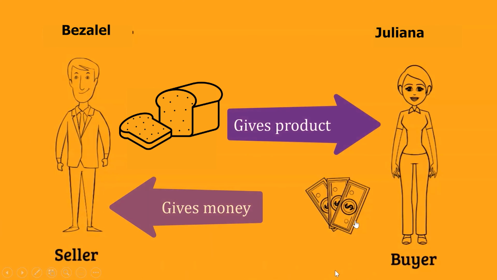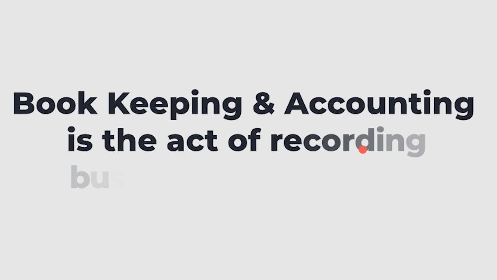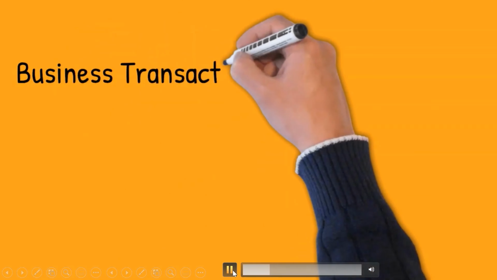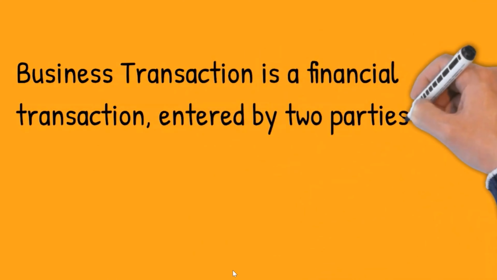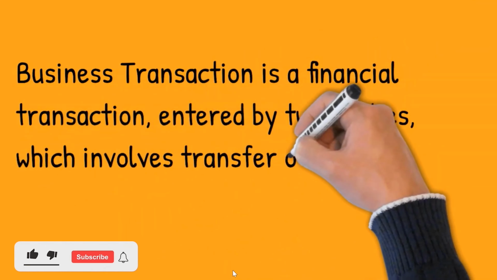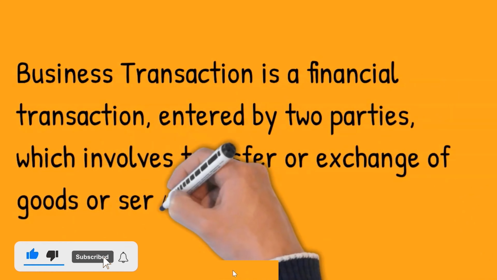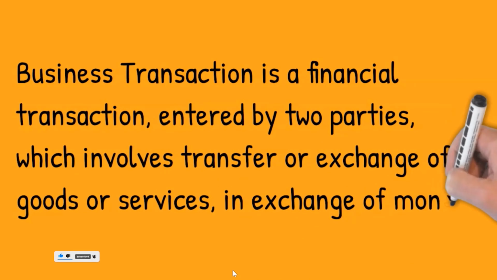So this brings us to an important concept in financial accounting. I remember that in our last video, I told you that bookkeeping and accounting is the act of recording business transactions. So what is this business transaction? A business transaction is a financial event that takes place between at least two parties who exchange value, items, in return for money or money's worth. The activity that took place between Juliana and Ade is called a business transaction.